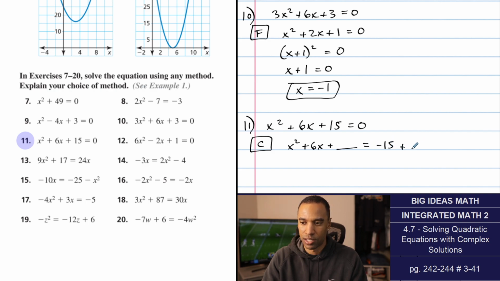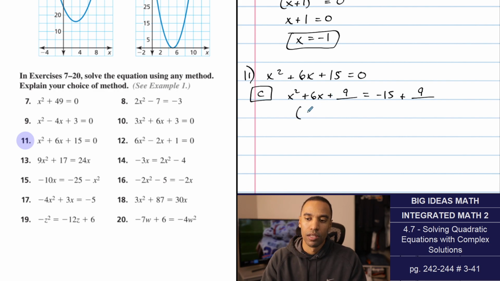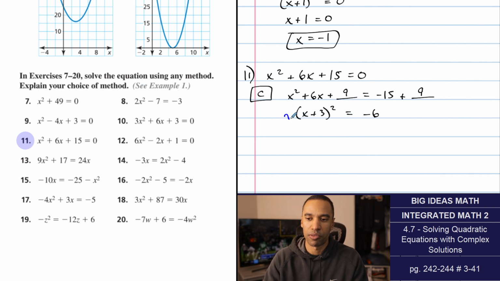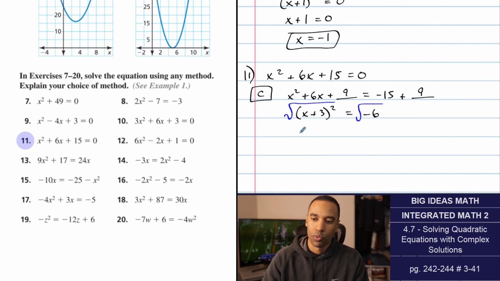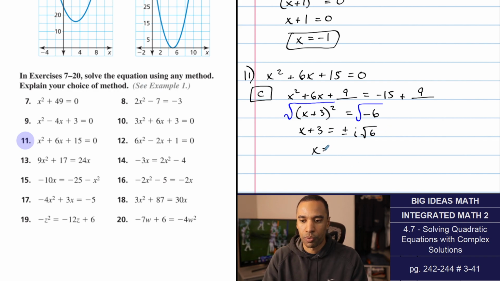While I subtract this 15 over from both sides, I will be adding a 9 to both sides here. Divide 6 by 2, which is 3. Square it, you get 9. This factors to x plus 3 quantity squared, and this is negative 6. So when I take the square root of both sides here, yes, this will be imaginary. We will get x plus 3 is plus or minus i root 6. And then I subtract the 3 from both sides. You get x equals negative 3 plus or minus i root 6.